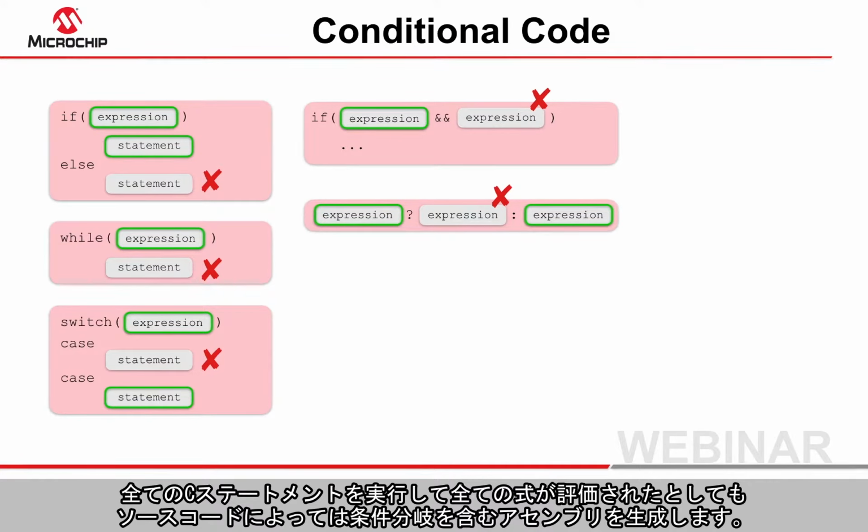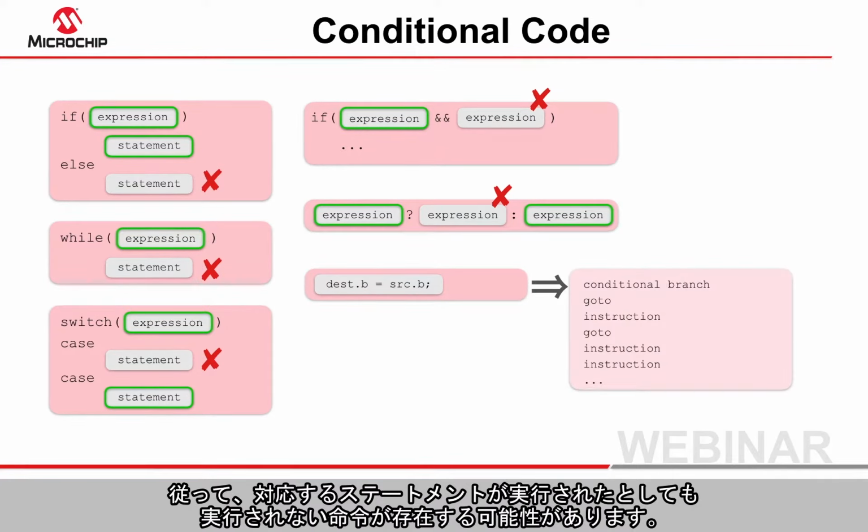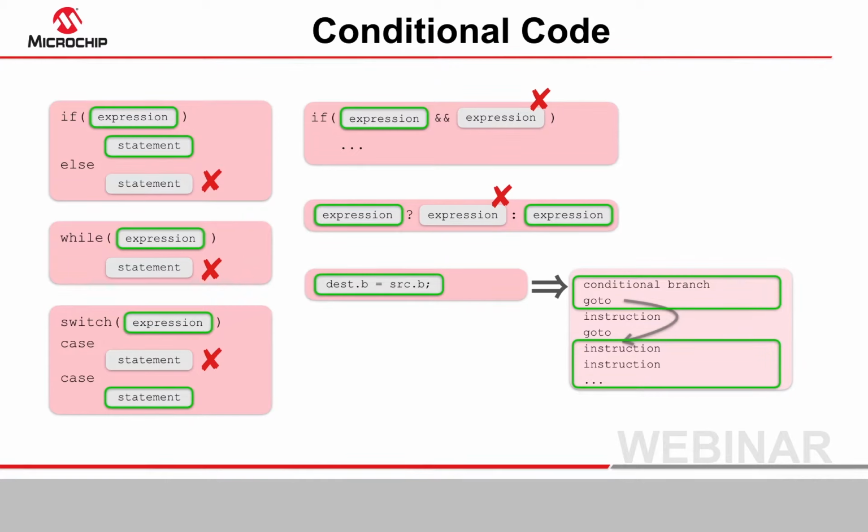Even if all the C statements execute and all the expressions are evaluated, some source code produces assembly that contains conditional branches, like this simple-looking bit field assignment when compiled with the MPLAB XC8 compiler. Thus, there could be instructions that have not been executed, even though the corresponding statement has.